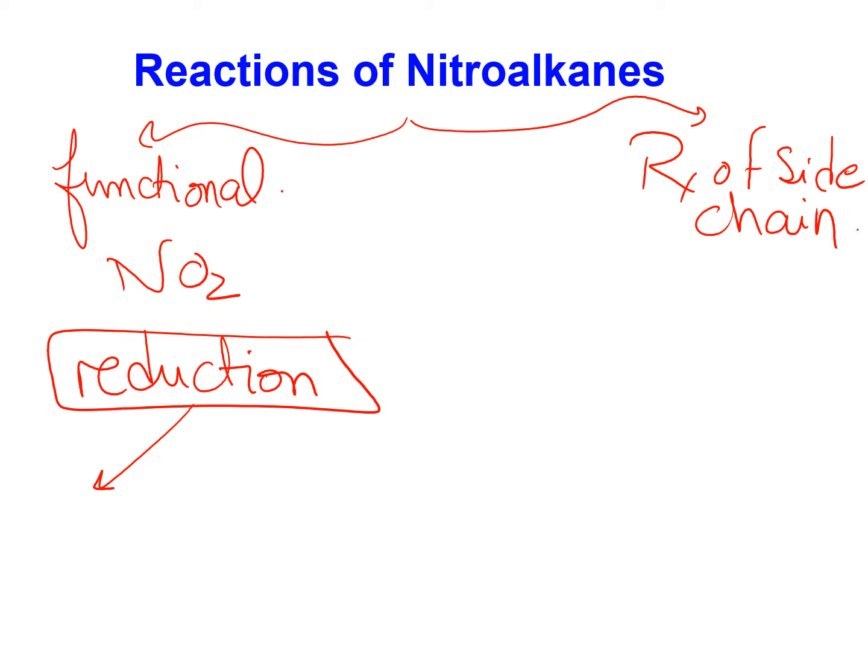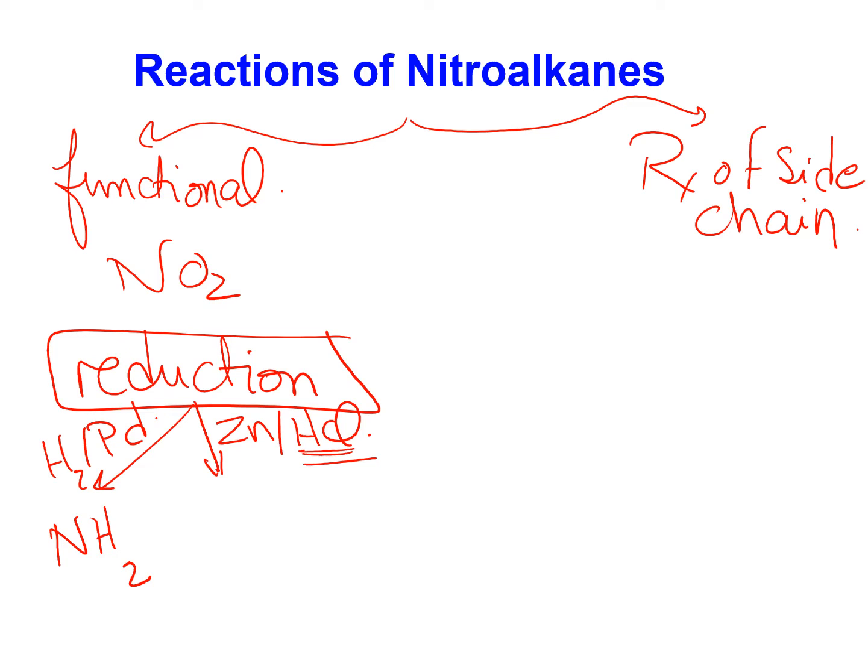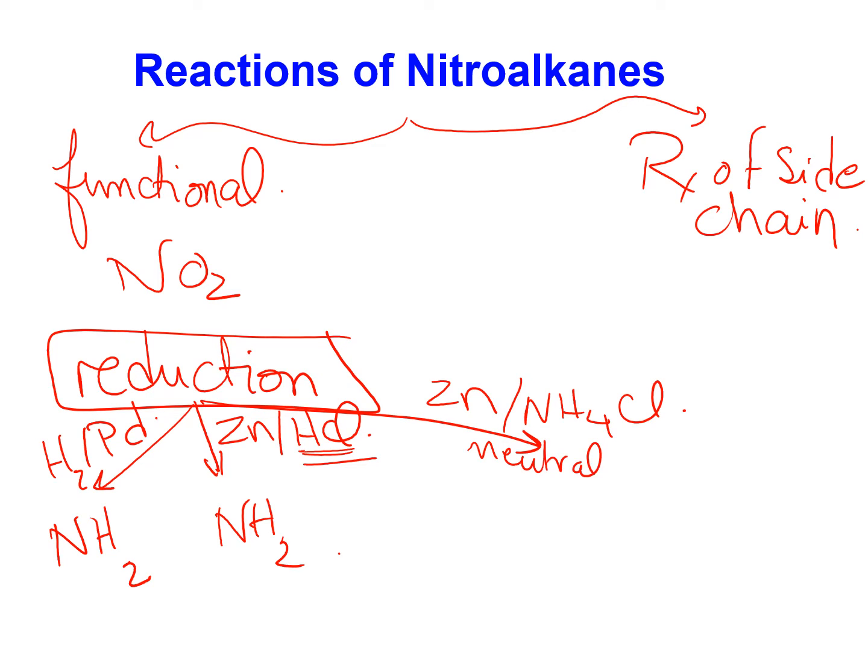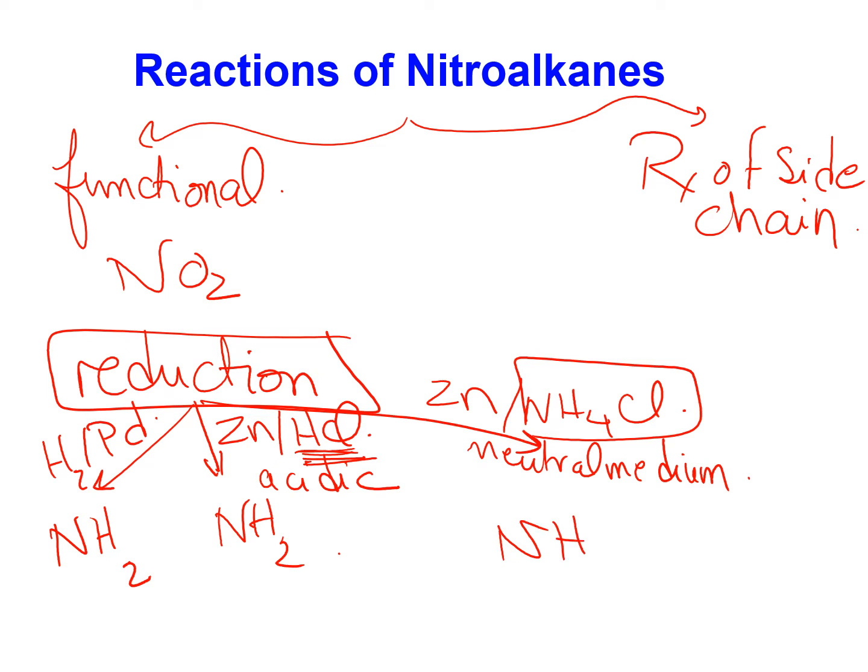We can reduce them through catalytic reduction, and in this case, we reach the amines. We can reduce them in acid medium where we use a metal, for example, zinc, stannous, which is tin, or iron. We use whatever metal and we add acid, which is HCl, hydrochloric acid, to this metal, and again we end up with the amine. However, if we use a metal like zinc in the presence of ammonium chloride, and we consider this reduction in neutral medium, when we use the metal with HCl, this was reduction in acidic medium. However, if we use ammonium chloride, if we reduce in neutral medium, we end up with the hydroxylamine.